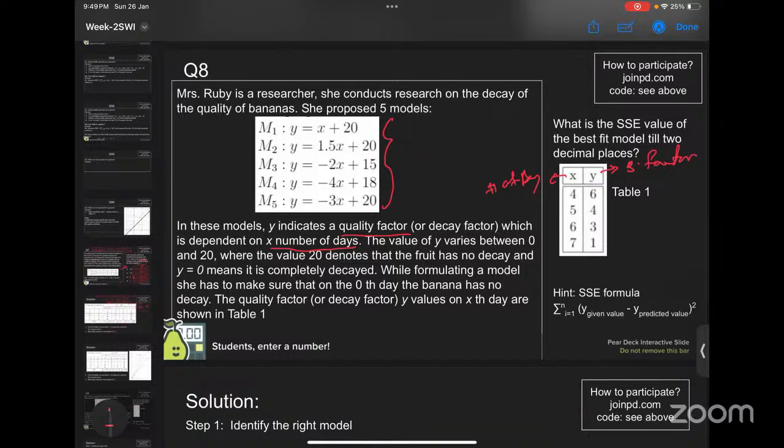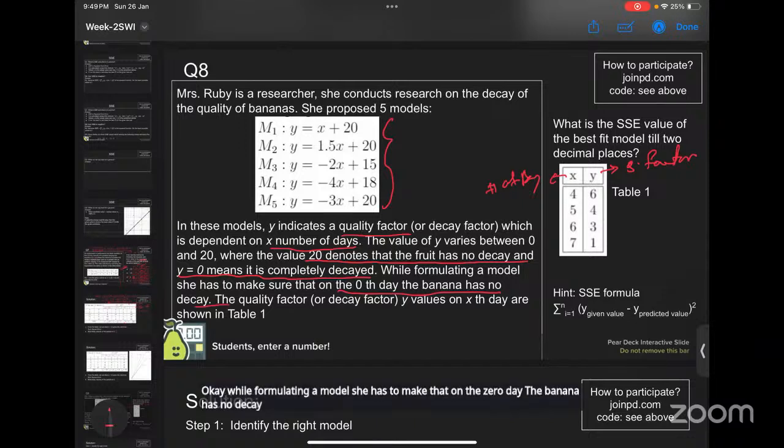The value of y is between 0 to 20, where the value 20 denotes the fruit has no decay. y equals 0 means it is completely decayed. While formulating a model, she has to make sure that on the 0th day, the banana has no decay.